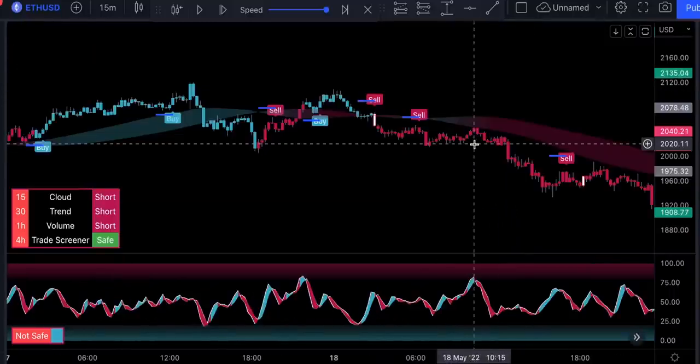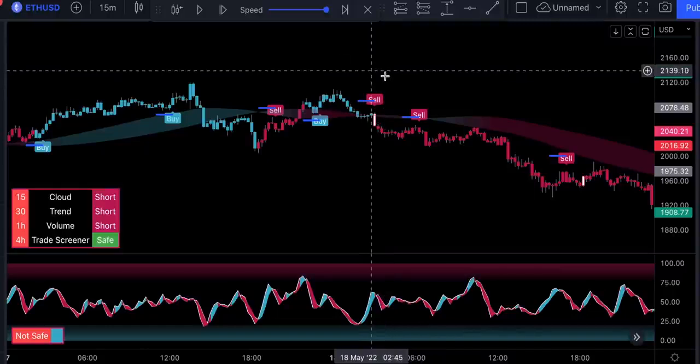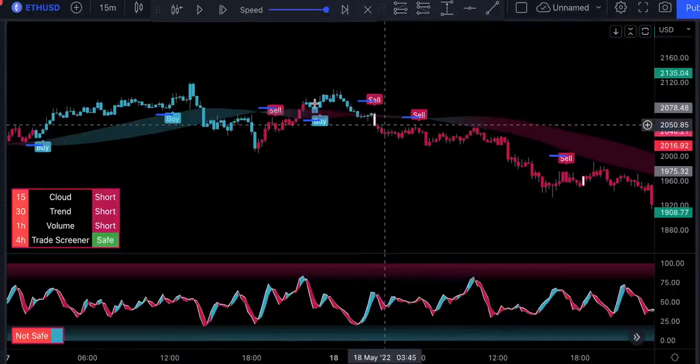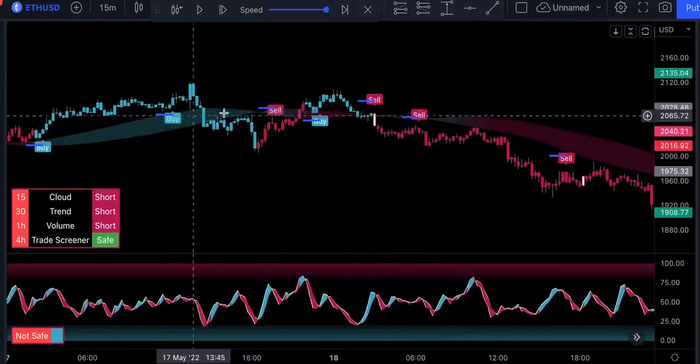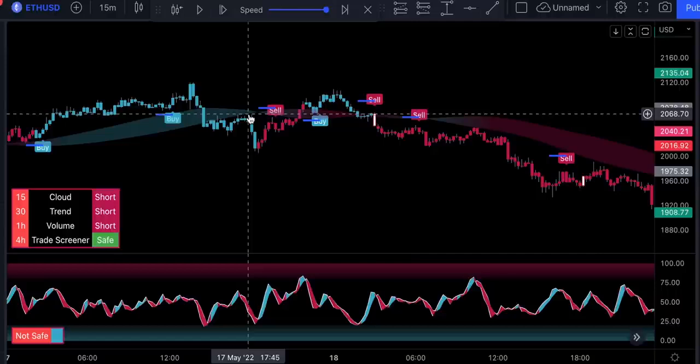So we see the main idea behind the strategy is to eliminate trades when the market is moving sideways. We see none of these signals were valid because they didn't meet the requirements. Okay, so now you have an idea about how to trade with this strategy. So let's actually do our backtesting and see if the strategy makes money.